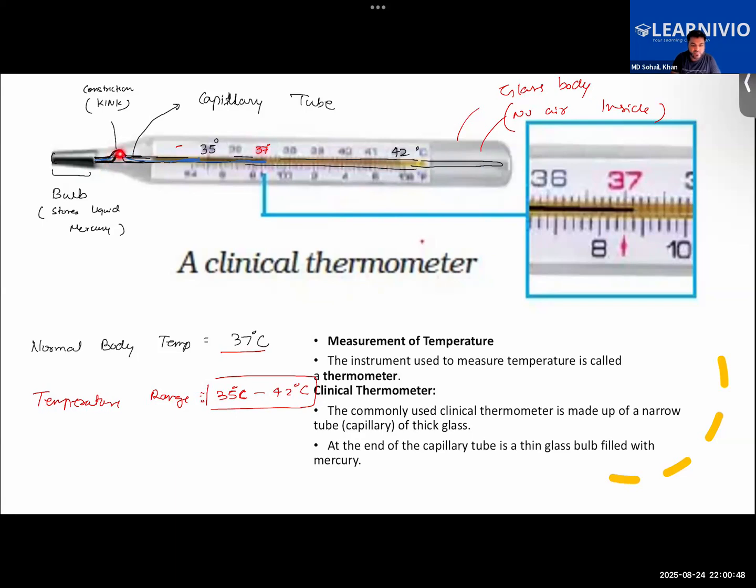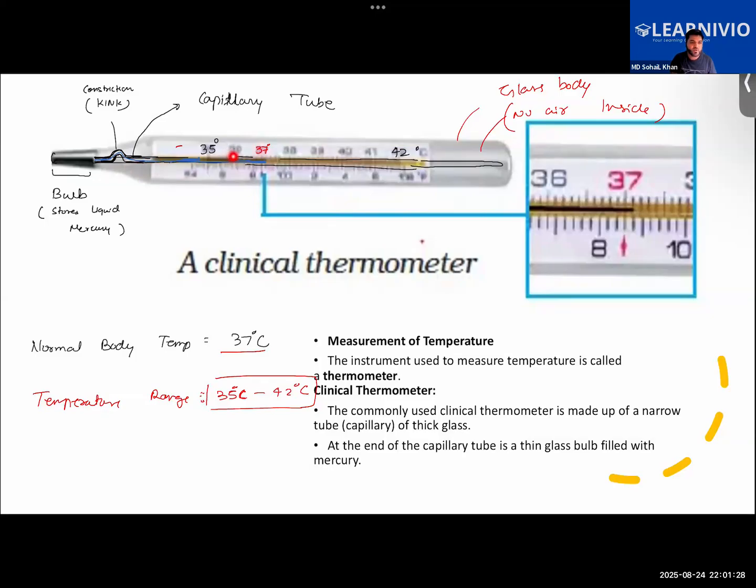One special thing about the clinical thermometer is that it has a construction called a kink. It keeps the mercury still. We will be learning about that in a proper sequence, otherwise it will get mixed up. It makes it hard for the mercury to go back because of gravity. If it was a straight one, the mercury would just go quickly down, so you couldn't measure it accurately. So it basically prevents the mercury from falling back to the bulb immediately.